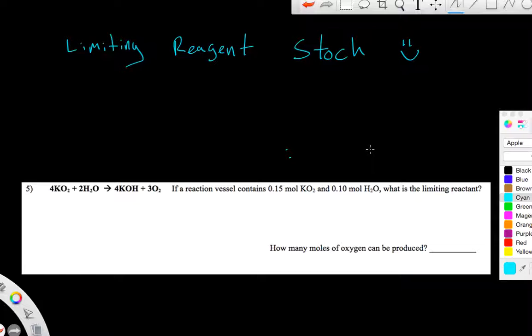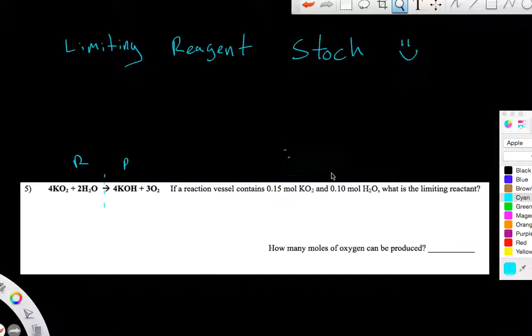So limiting reactant stoichiometry at its base is really talking about how much product we can make. We know that chemical reactions have products that they produce from reactants. So it's asking how much product can I produce if I have a mix of maybe different amounts of reactants. And the way that you can think about this is maybe making pizza.